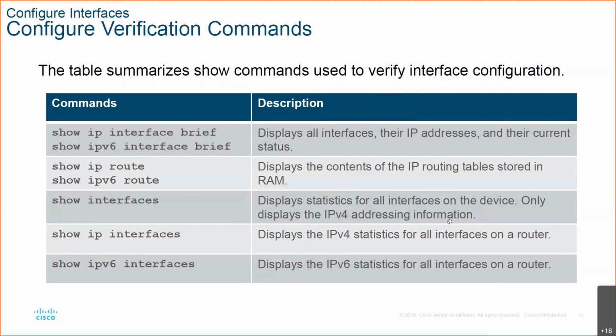So this table shows you some of the commands used to verify interface configurations. Okay. Show IP interface brief, show IP version 6 interface brief. This is for IP version 4. Show IP route. It shows you the routing table stored in the RAM of the router. Show IP version 6 route. Show interfaces. It shows you the statistics for all the interfaces on the device. Okay. Show IP interfaces. It shows you only IP version 4 statistics, and show IP version 6 interfaces. It shows you the IP version 6 statistics.